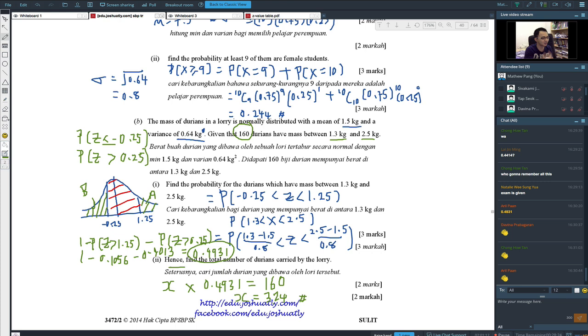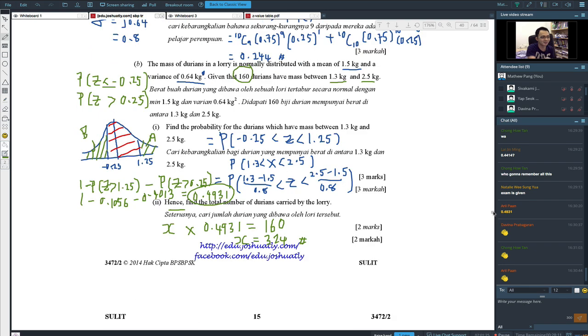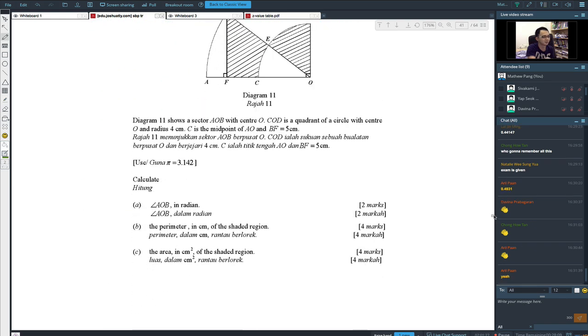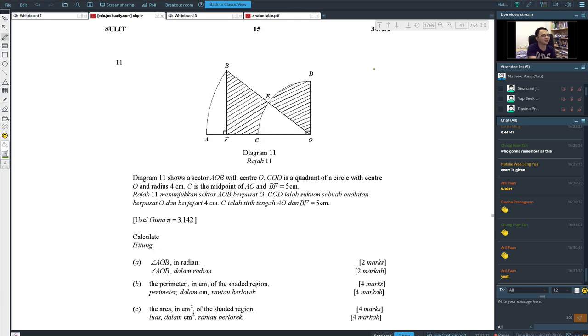Alright. Is it okay? If okay, we move on to the last one before we end our virtual class. Okay, this is circular measure. In circular measure, you have two important formulas. The first one is S equals R theta, which is for finding the arc length. The second one is A equals half R squared theta, which is for finding the sector area. So you have two very important formulas.